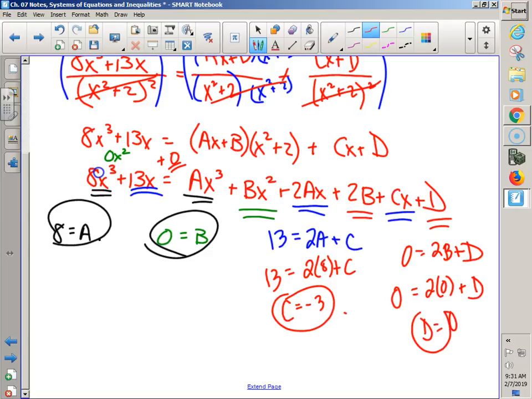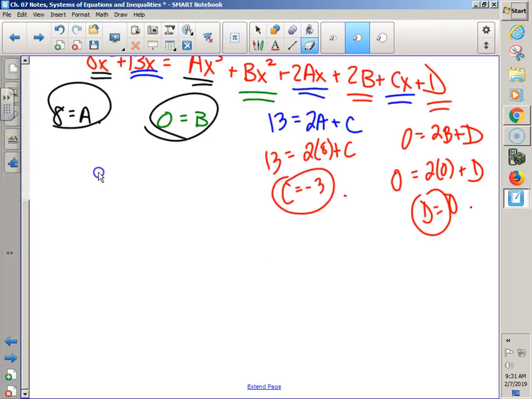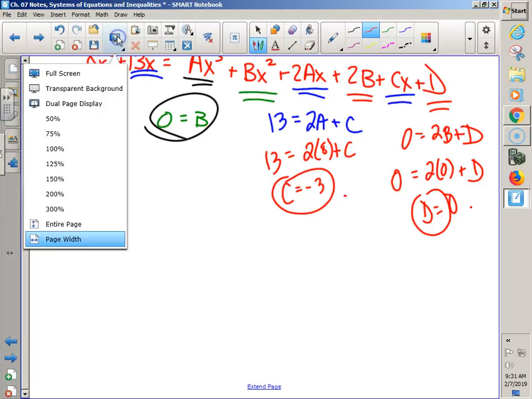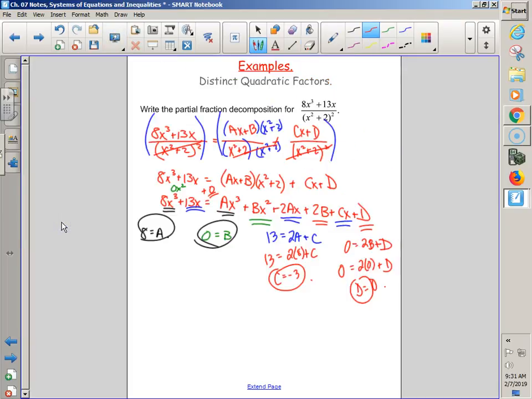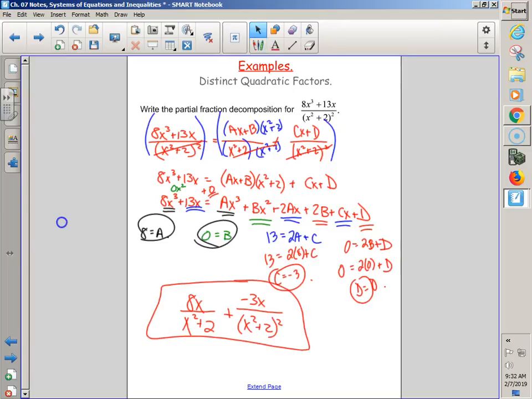What do we do with all these values once we have them? Plug back into the original. So the form from up above of the partial fractions was, who is A? 8. 8x plus, who's B? 0. Okay, just 8x over, right? Plus, who's C? Negative 3, who's D? 0. So negative 3x over x squared plus 2. Who got there before me?